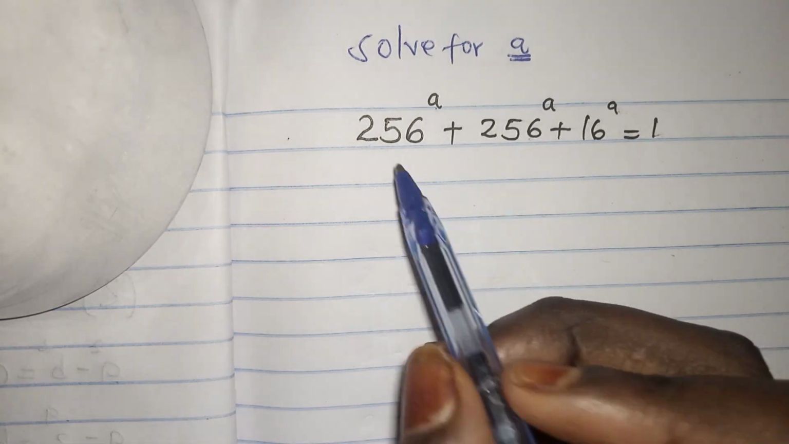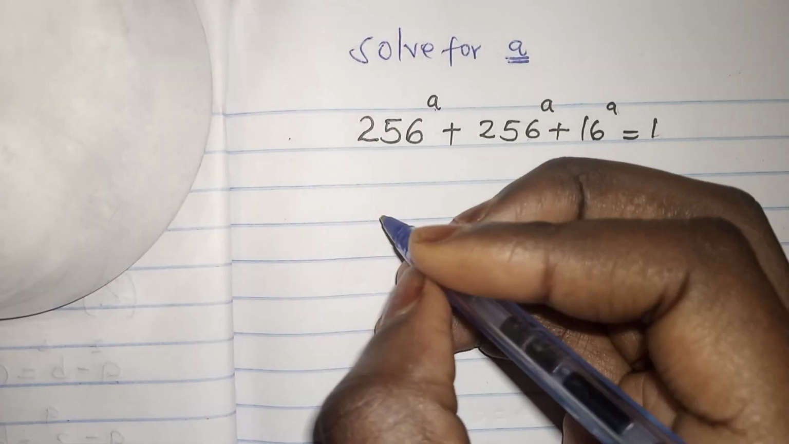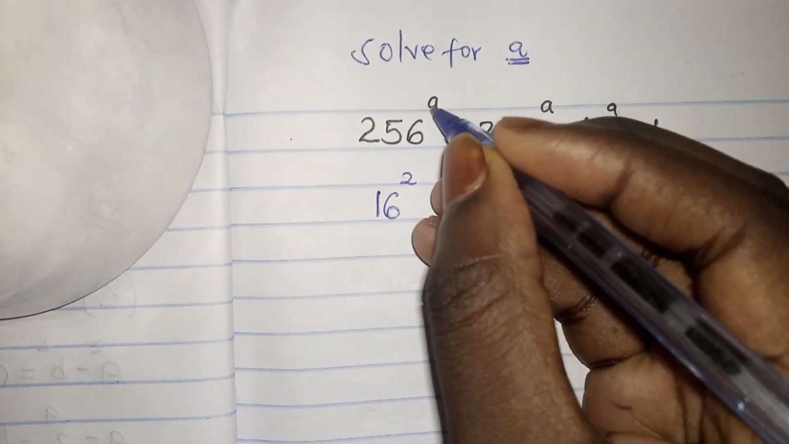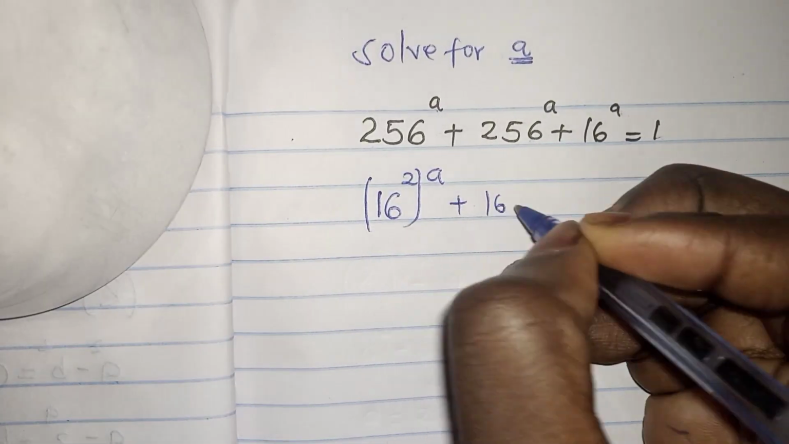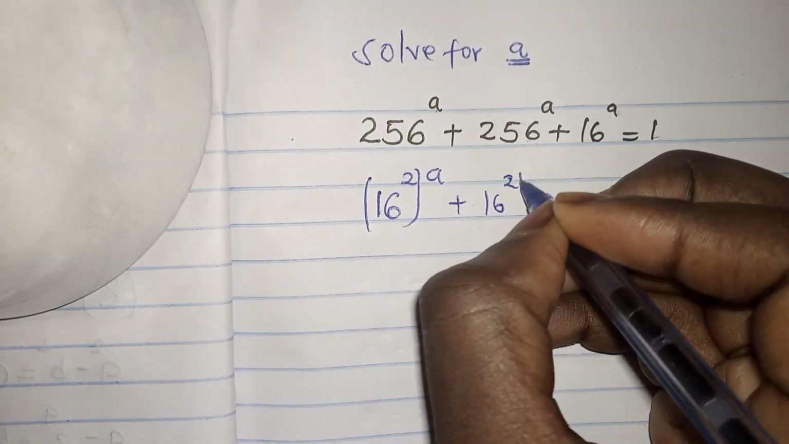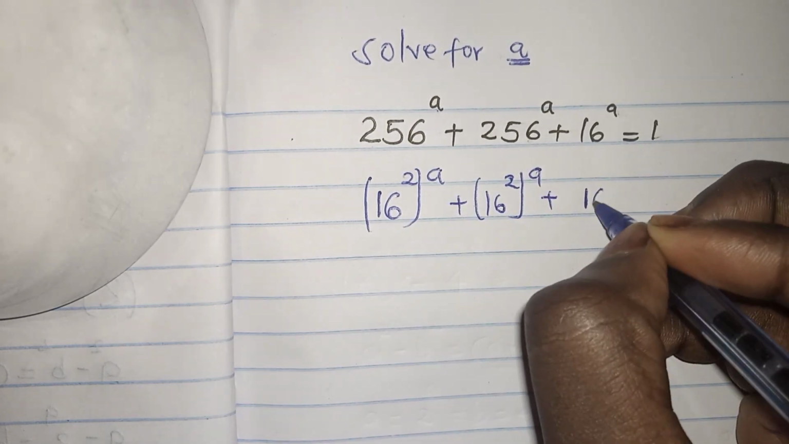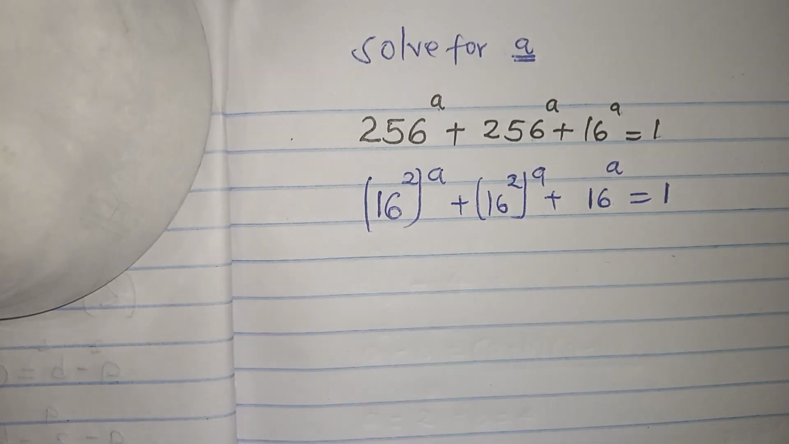So I'll begin by writing 256 because it's a multiple of 16. We can write it as 16 squared, all this to the power of a, plus 16 squared, all this to the power of a, plus 16 to the power of a is equal to 1, right?